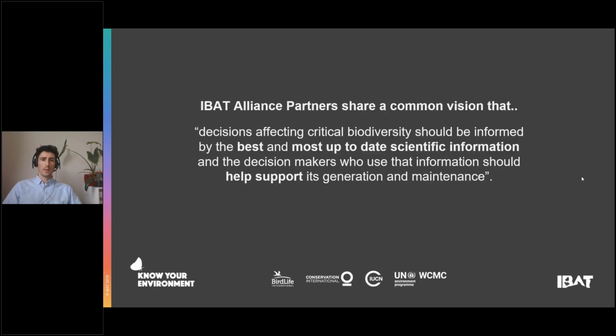Now, the IBAT Alliance have come together and they share a common vision, which is that decisions affecting critical biodiversity around the world should be informed by the best and the most up-to-date scientific information and data. And the decision makers using that information should help to support its generation and maintenance. These data sets are quite unique. They're very powerful, they're very resource intensive to maintain. So that's why we ask a subscription fee for our commercial users in particular.